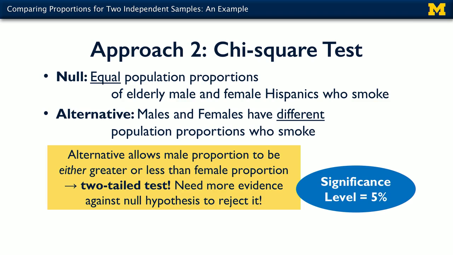And this again leads to the need for a two-tailed test of the null hypothesis. We again would need more evidence against the null hypothesis in order to reject it. And we're again going to use a significance level of 5%, although you could change that for any given study if you wanted to make it lower.